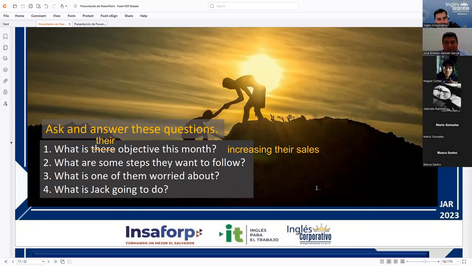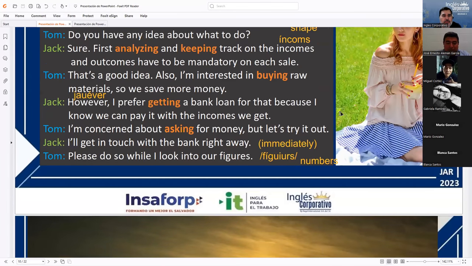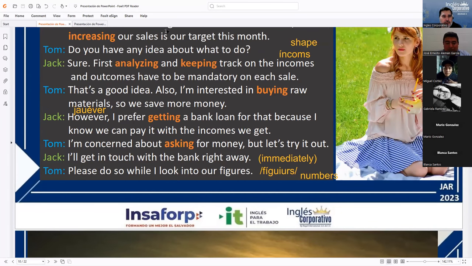Okay, number two. What are some steps they want to follow? What are the steps? First, analyzing and keeping track of the incomes. What is that? You will analyze the incomes.